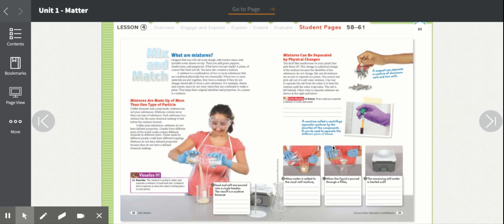Mix and match. What are mixtures? Imagine that you roll out some dough, add some tomato sauce, and sprinkle out some cheese on the top. Then you add green peppers, mushrooms, and pepperoni. What have you just made? A pizza, of course. But that's not all. You also have created a mixture.